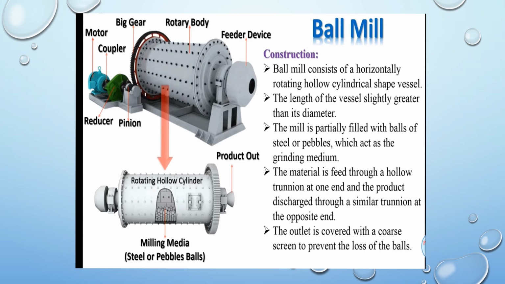Ball mill consists of a horizontally rotating hollow cylindrical shaped vessel. The length of the vessel is slightly greater than its diameter. The mill is partially filled with balls of steel or pebbles, which act as the grinding medium. Different materials are used as media, including ceramic balls, flint pebbles and stainless steel pebbles. The material is fed through a hollow trunnion at one end and the product discharged through a similar trunnion at the opposite end. The outlet is covered with a porous screen to prevent the loss of the balls.